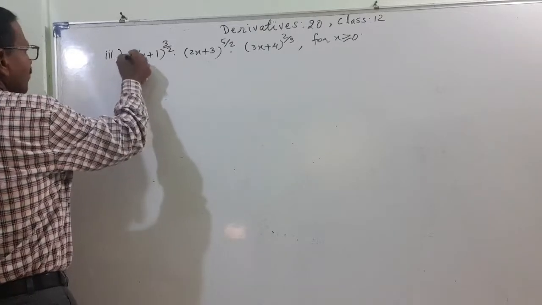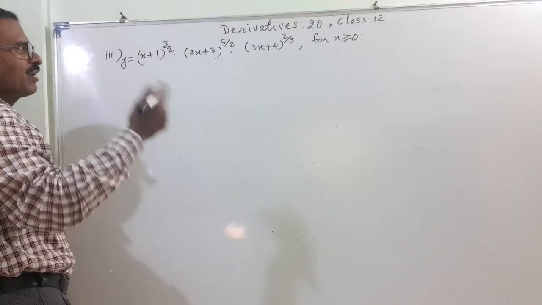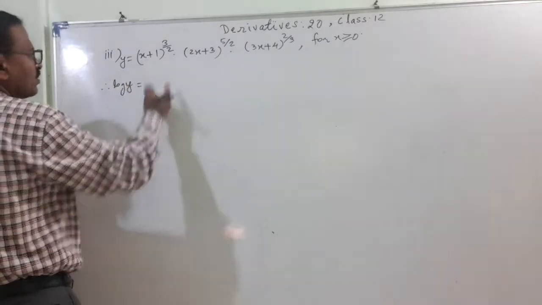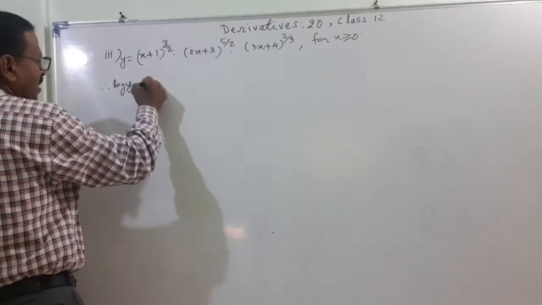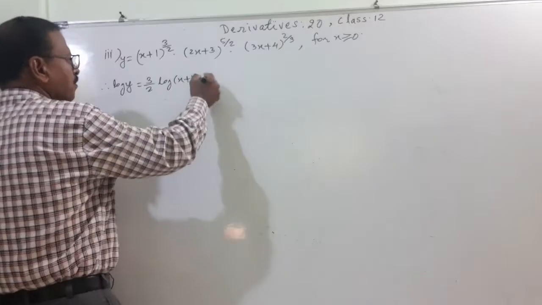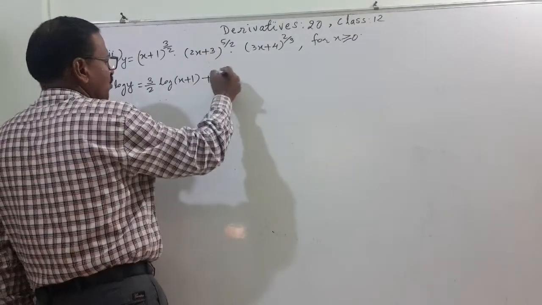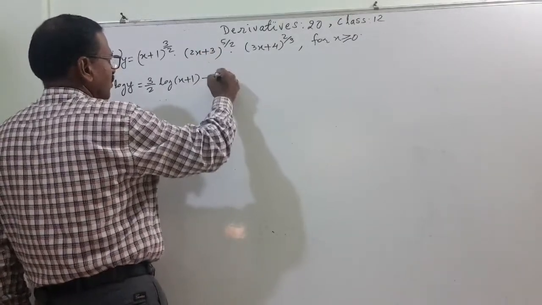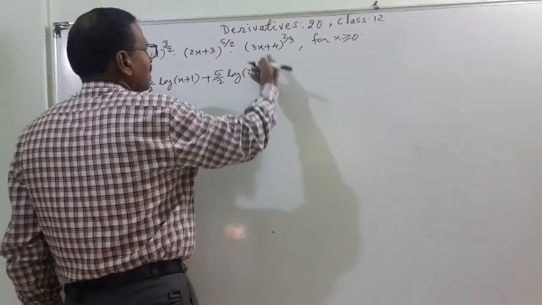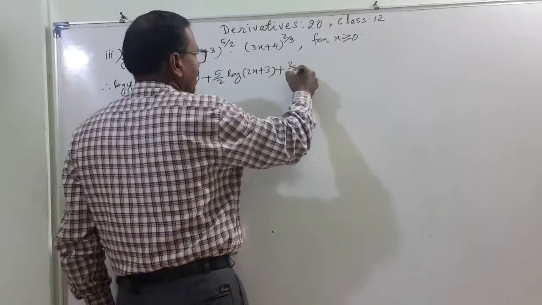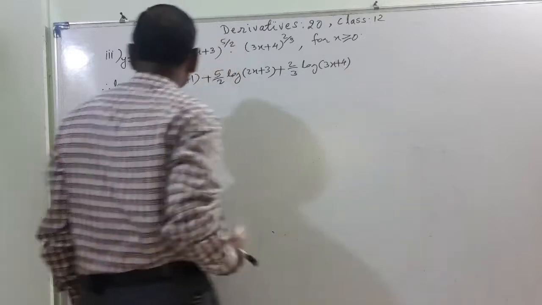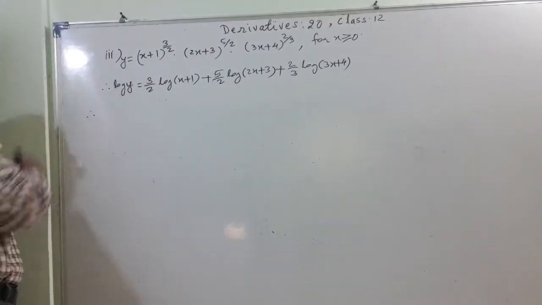So this is first step, y equal to. Next step is taking log on both the sides. Therefore, log of y is equal to, now I will take it directly here, 3 by 2 into log of x plus 1 plus this 5 upon 2 I will take here, 5 upon 2 into log of 2x plus 3 plus this is 2 upon 3 log of 3x plus 4. Therefore, now take the derivative.